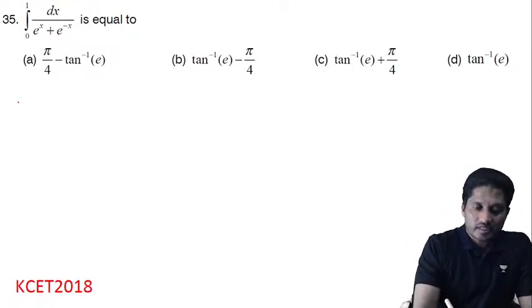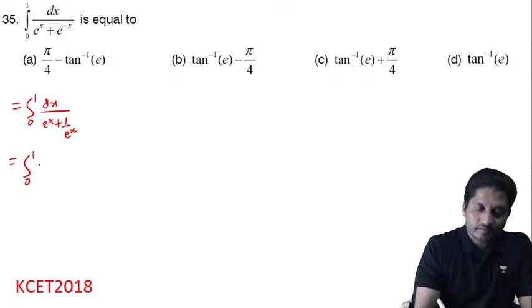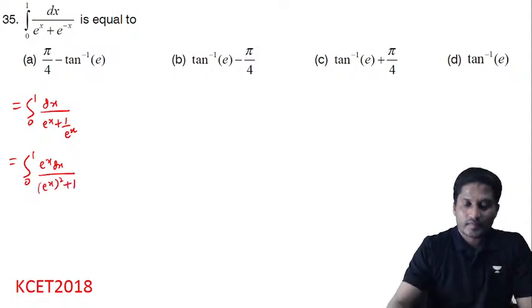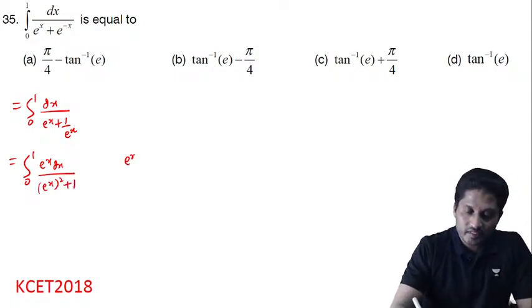Okay, now this is integration of 0 to 1, x divided by e power x plus 1 by e power x. Cross multiply and shift to numerator: e power x divided by (e power x) the whole square plus 1. Now I'm going to put e power x is equal to t. Differentiation of e power x is e power x dx is equal to dt.